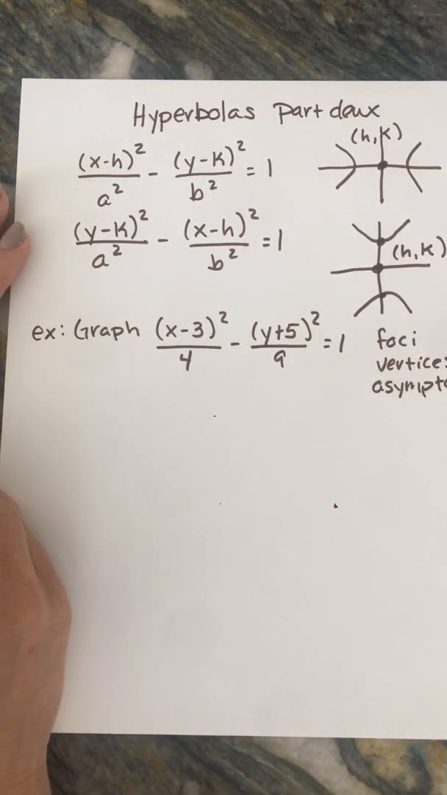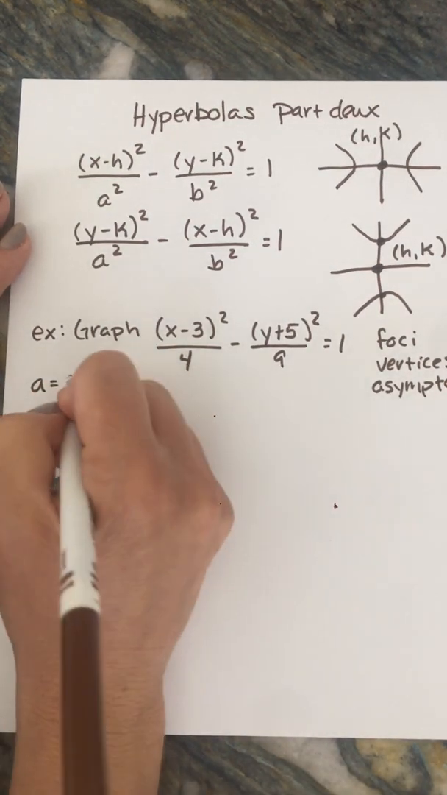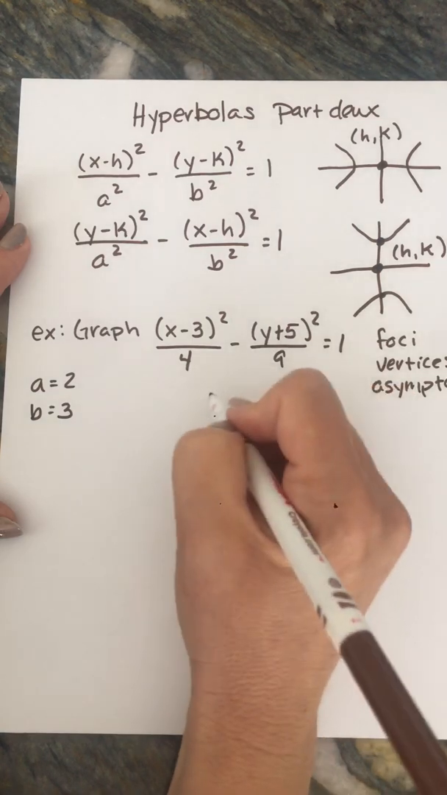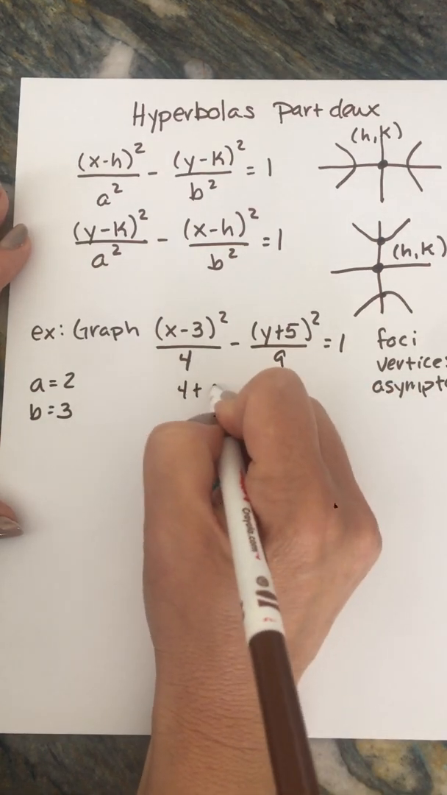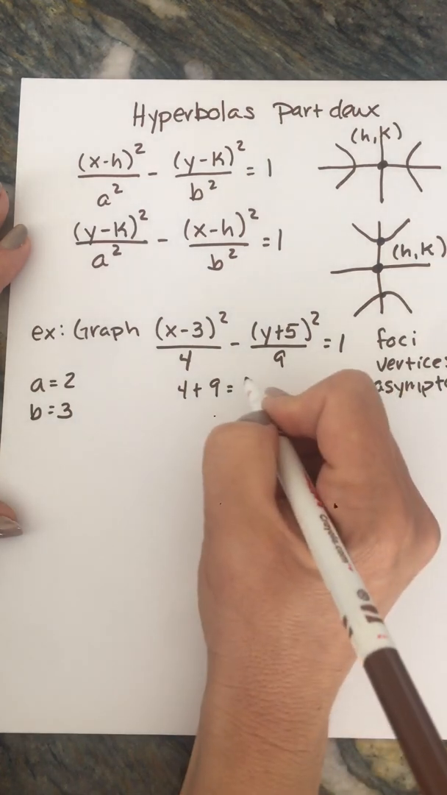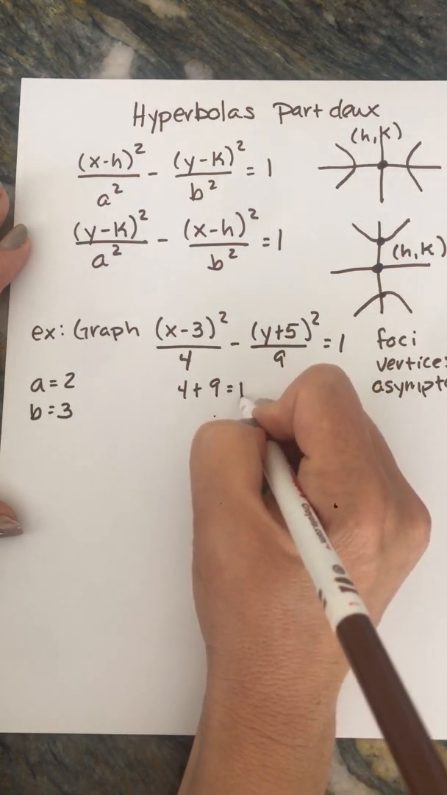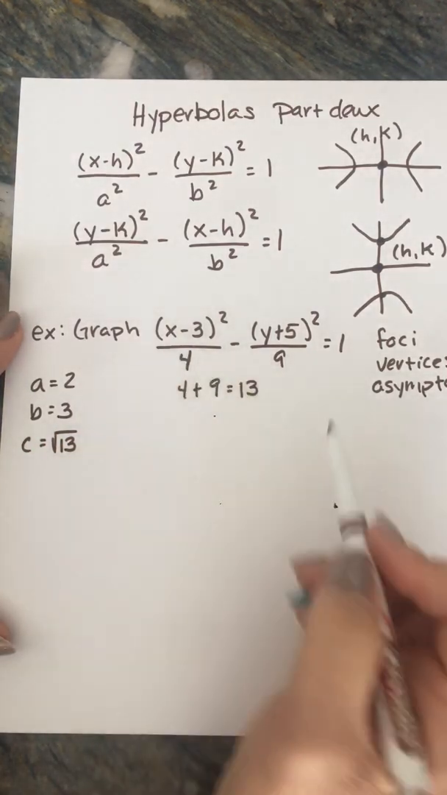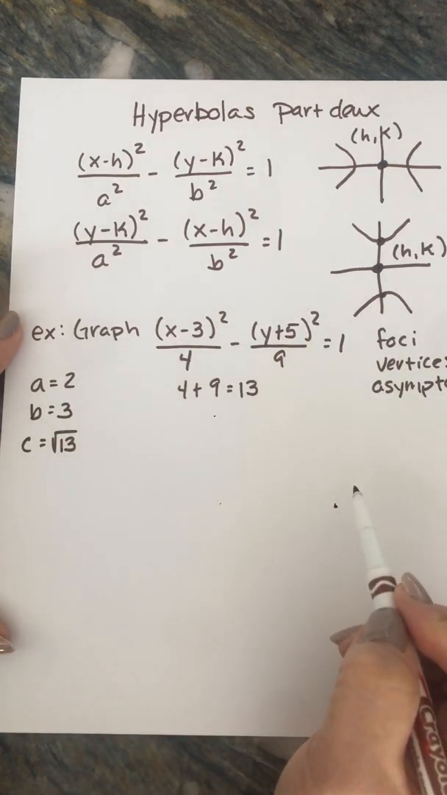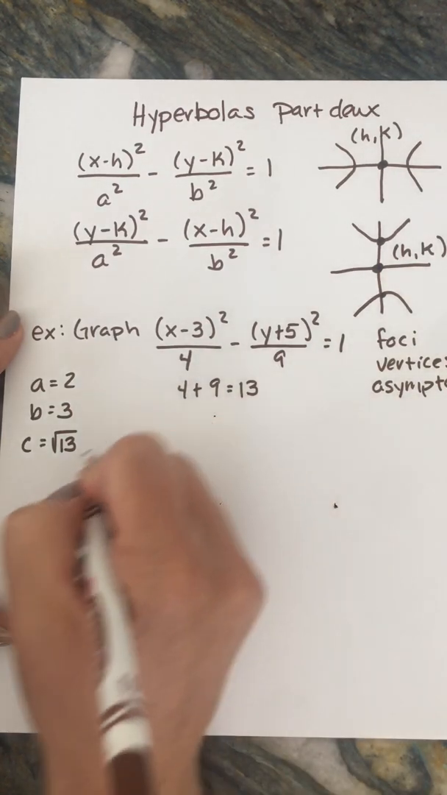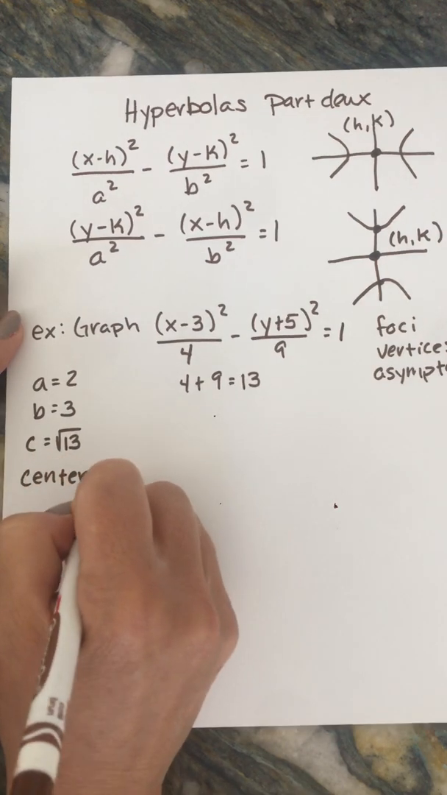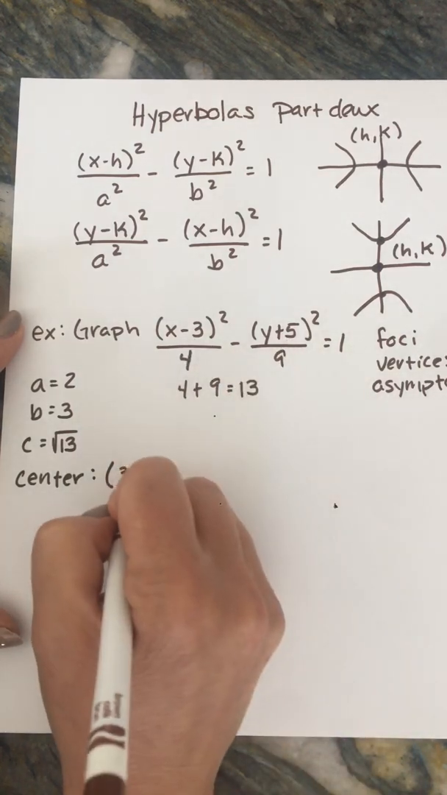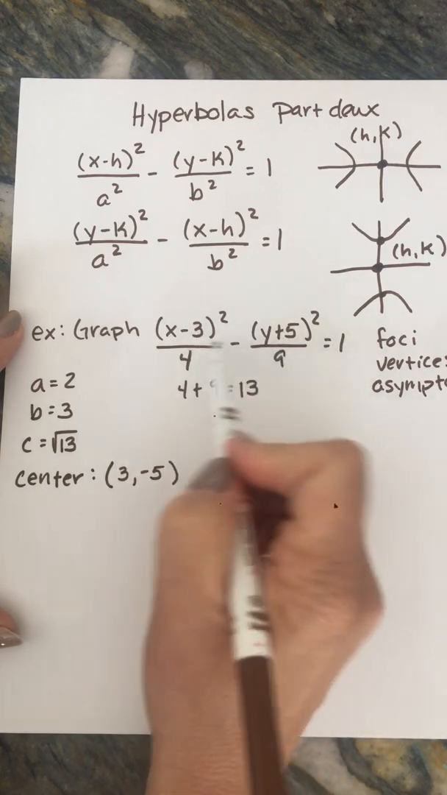Okay, so a is 2, b is 3. We need c. We've got 4 plus 9, so c equals the square root of 13. And the orientation on this is a horizontal orientation. So we know the center, let's write that down, the center is located at 3, negative 5. Right? We get it from our h and our k.